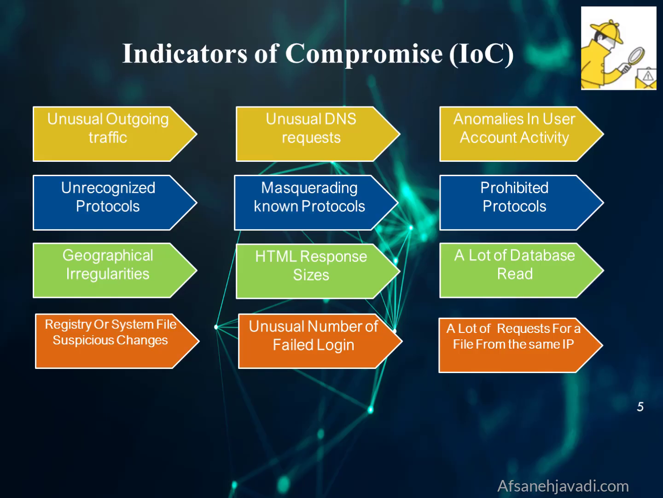Let's talk about several indicators of compromise. Here I want to talk about 12 indicators. The first one is unusual outbound network traffic and suspicious destination IPs and domains. Unusual traffic leaving your network can be a sign of a potential threat. Don't think that only incoming traffic is important and that inside network traffic is secure. Always look for suspicious traffic leaving your network.